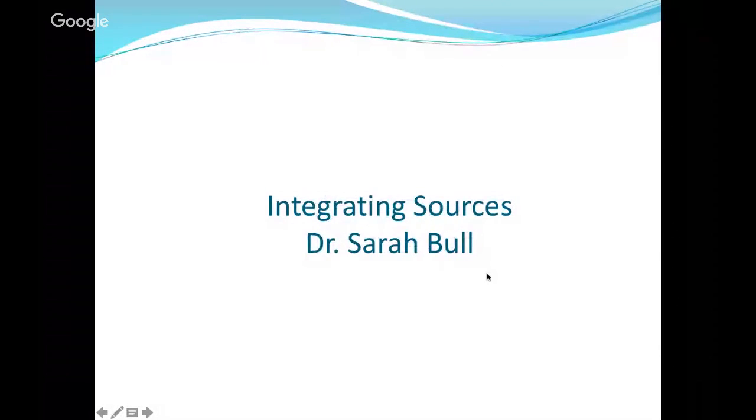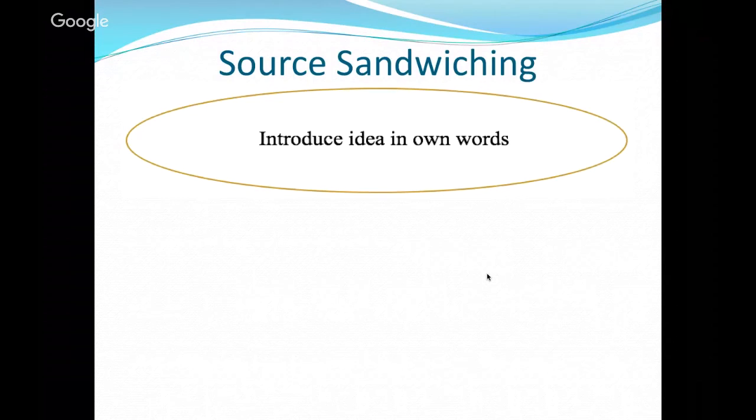So what we're going to do is I'm going to talk to you about source sandwiching, starting with the top piece of bread, or the bun, and that is to introduce our idea in our own words. We want to ease our reader into the idea so that we know that they have an understanding of what we're going to be talking about, and it sort of primes the brain for the quote or the paraphrase that we're about to use from one of our secondary sources.